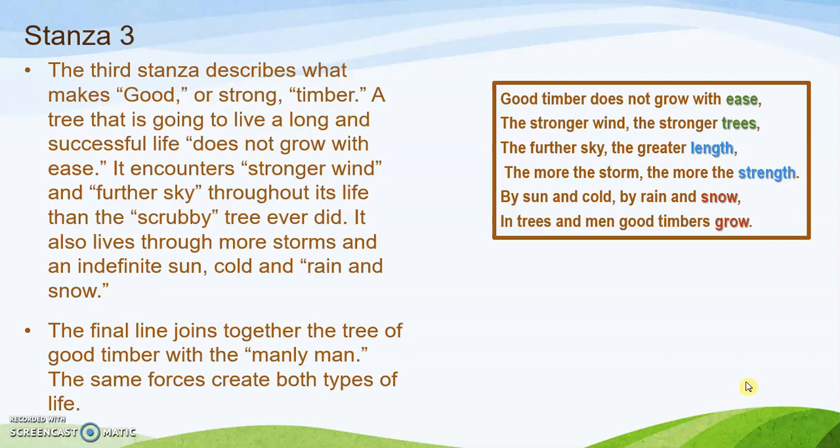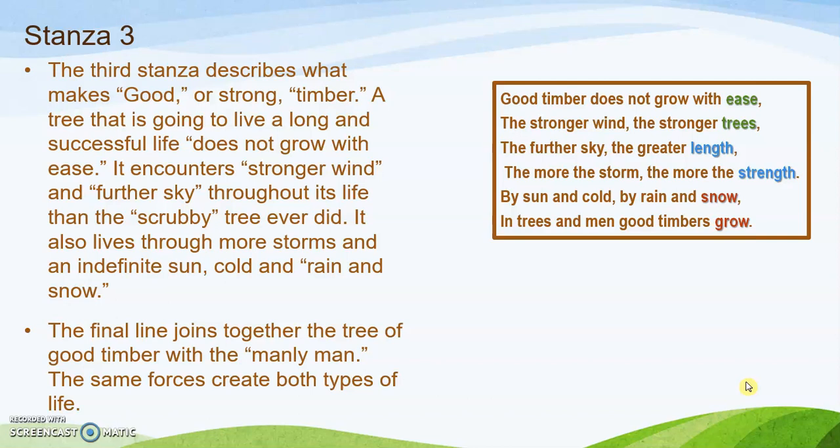And in the final lines, he joins together the tree of good timber with a manly man. So the same forces create both types of life. So in the third stanza, he finally brings the two objects that he's trying to compare in one line by saying that in trees and men, good timbers grow. So the same process happens in the human life also.